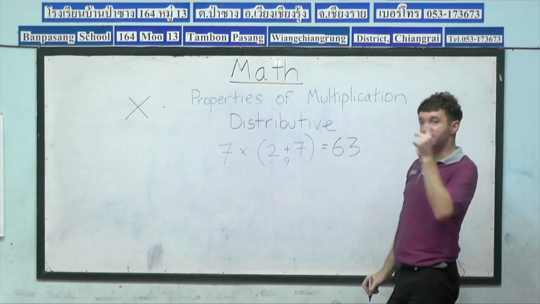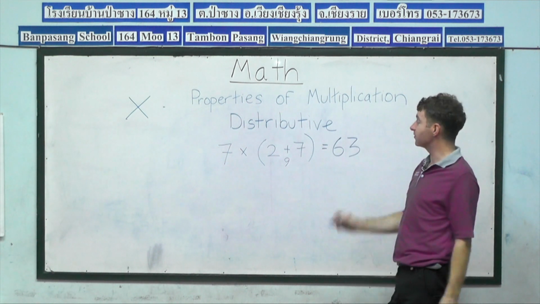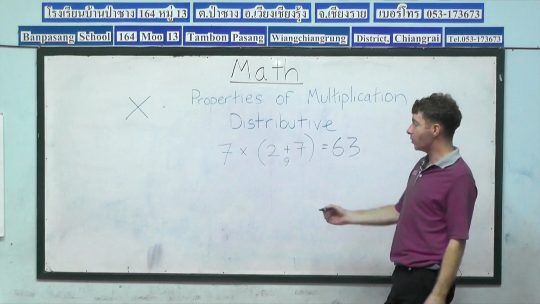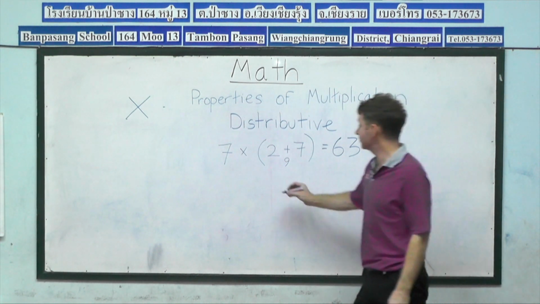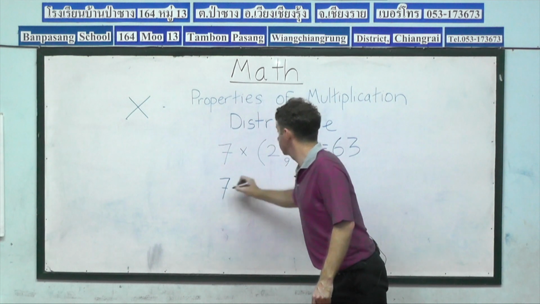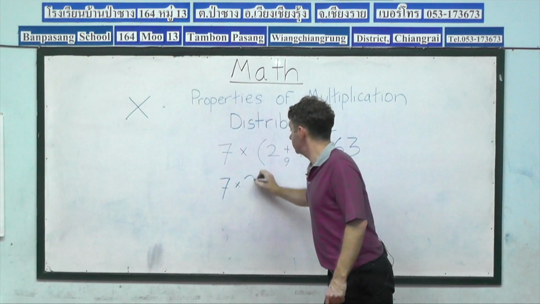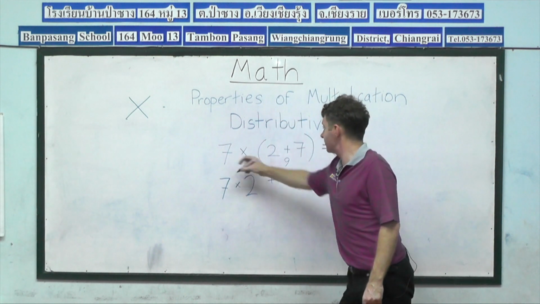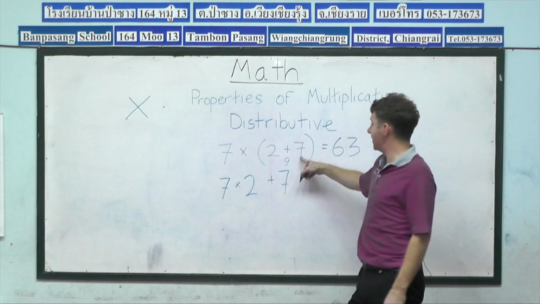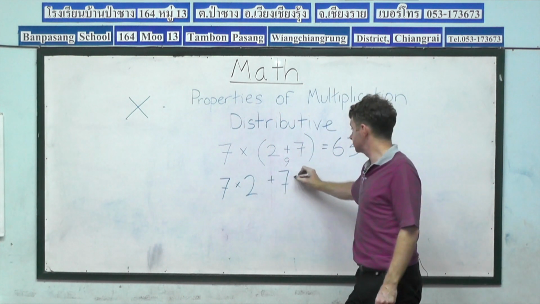Okay, but there's a second way that we can work out our distributive property. What we can do instead is take the 7, times it by the 2, and then the 7 again, and times it by 7.